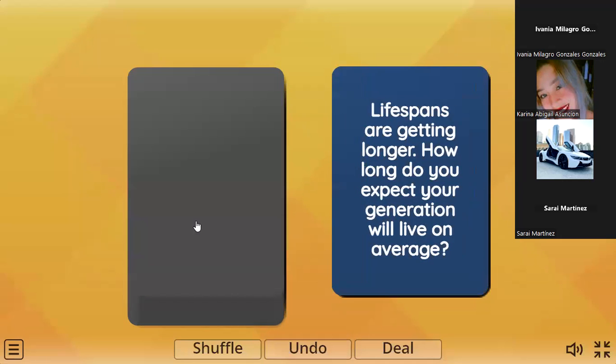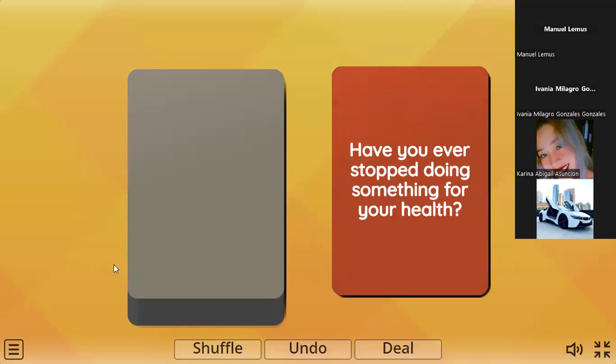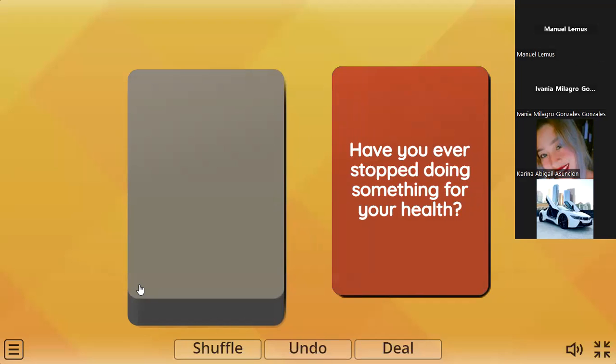And finally, let's see who's going to be the last participant. Someone who hasn't participated. Let's see, Sarai, have you ever stopped doing something for your health? For example, I stopped drinking Coca-Cola because it's not good for me. So, have you ever stopped doing something for your health today?